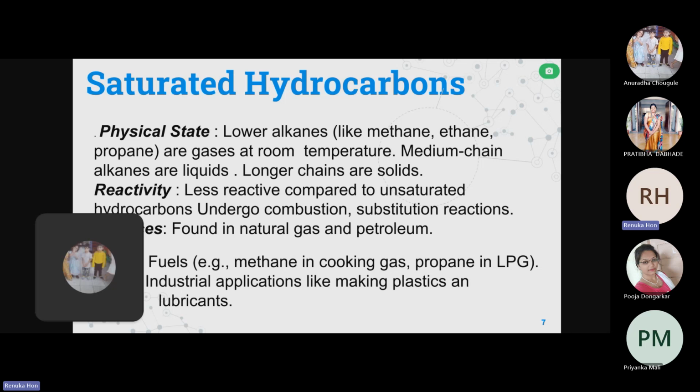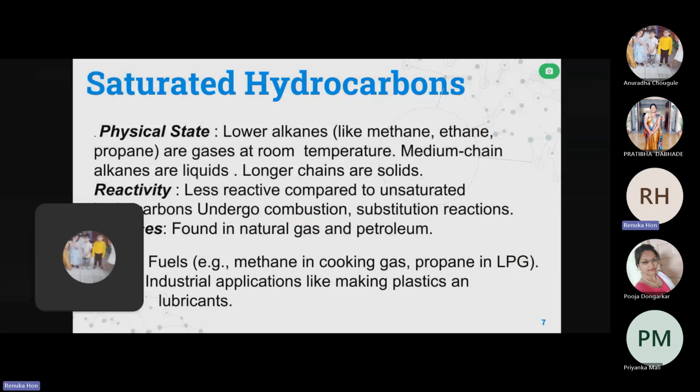Then reactivity. Saturated hydrocarbons are less reactive than the unsaturated hydrocarbons. They are stable and they undergo reactions like combustion and substitution reaction. They do not undergo the addition reaction.